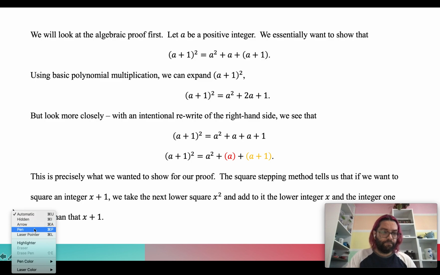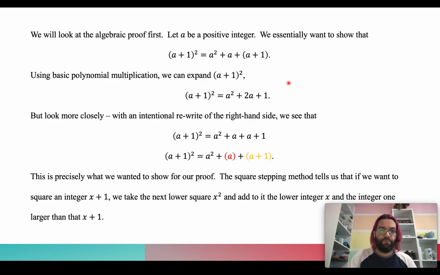Can I get a laser pointer here so I can point at things? Okay, good. So one of the things that I wrote in this paper, we will look at the algebraic proof first. What I'm doing when I write this is I'm letting people know this is what we're about to do. It's almost like I'm providing a little mini introduction to this paragraph. Also notice that I use the word we. Lots of times students will worry like, oh, am I allowed to use I? Am I allowed to use we? Can I use the first person? In math, most definitely.